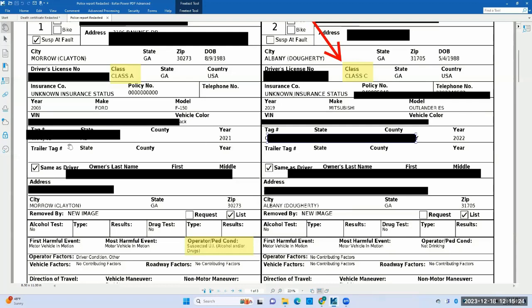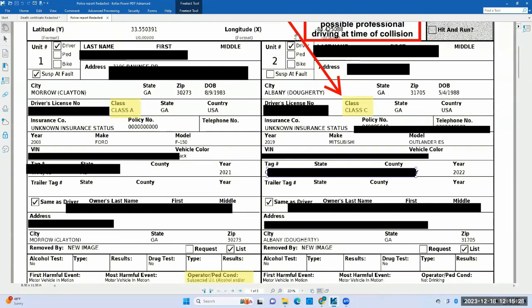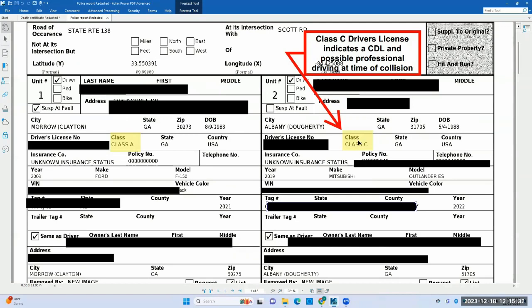And then later on here for the second vehicle, we see the same. And we see here that this person has a Class C driver's license. This is important because a Class C driver's license indicates that the person has a CDL.